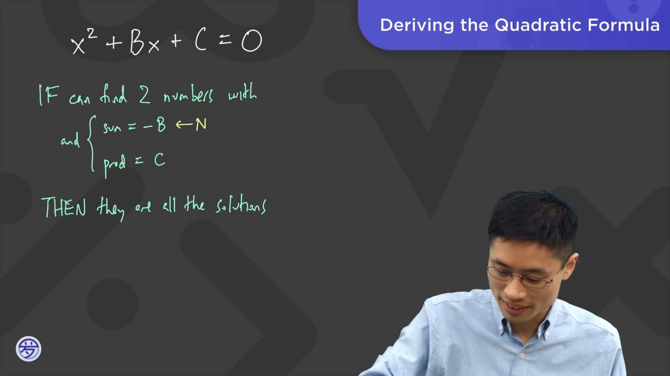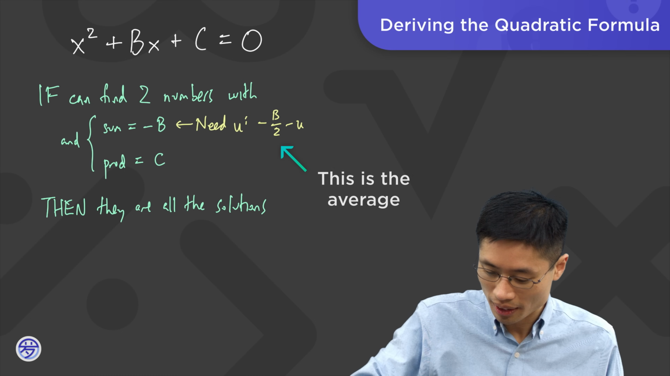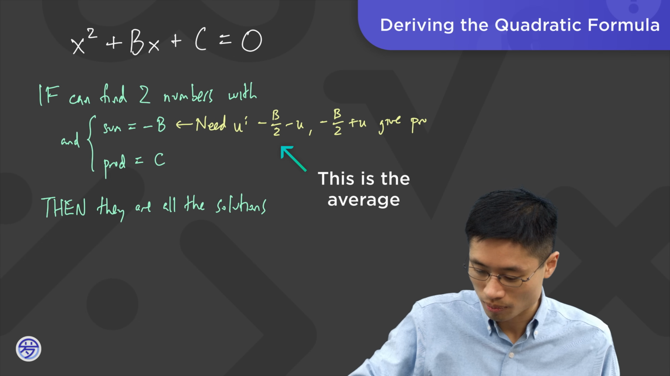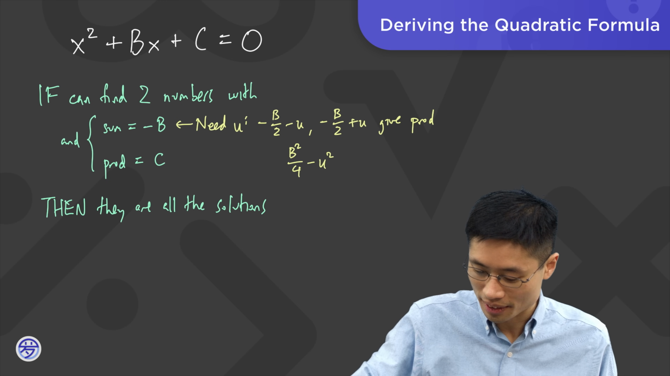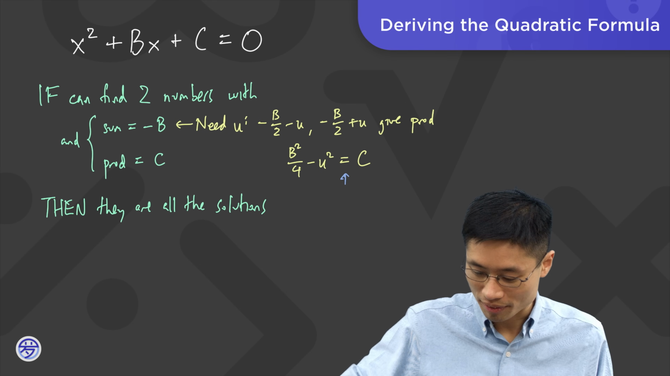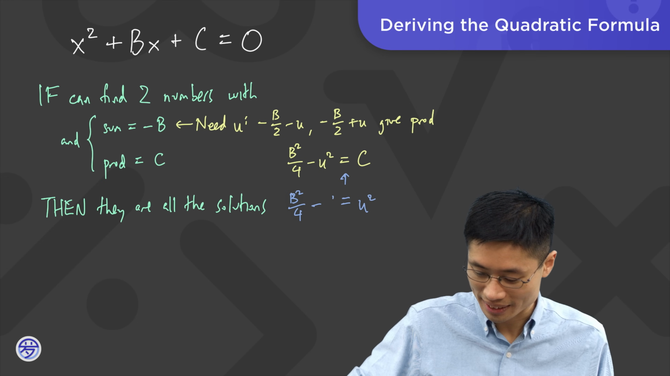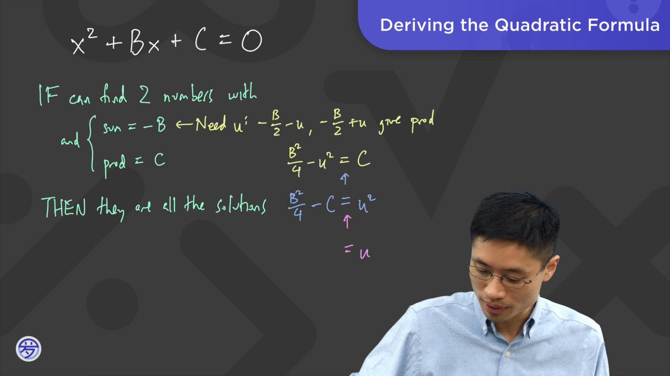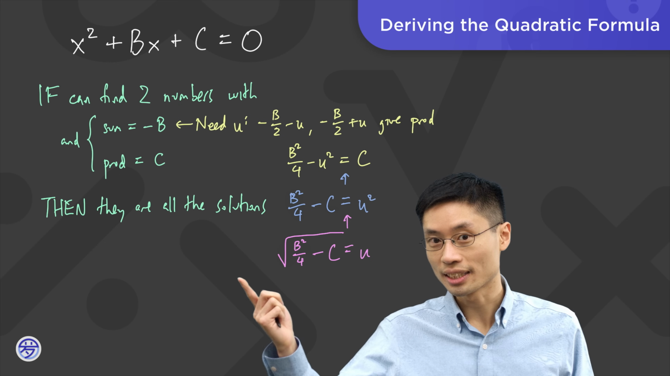So I need a u so that minus b over 2 minus u and minus b over 2 plus u give the product, which is exactly the same as b squared over 4 minus u squared equals c. How can I make this happen? I could make this happen by having u squared equal to b squared over 4 minus c. And the way I could make that happen is by having u equal to the square root of b squared over 4 minus c. Again, if I chose the negative square root, that's also okay.